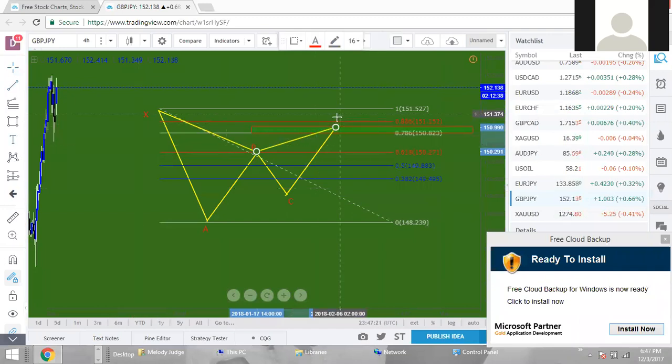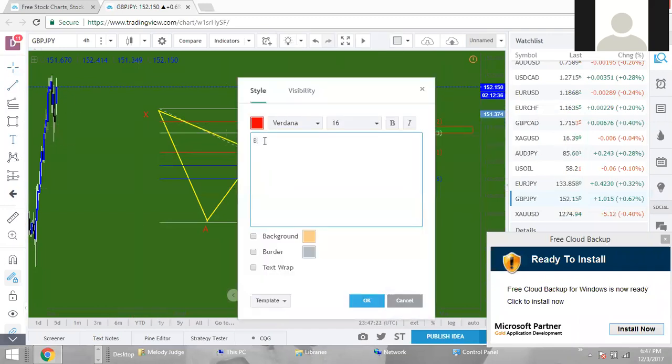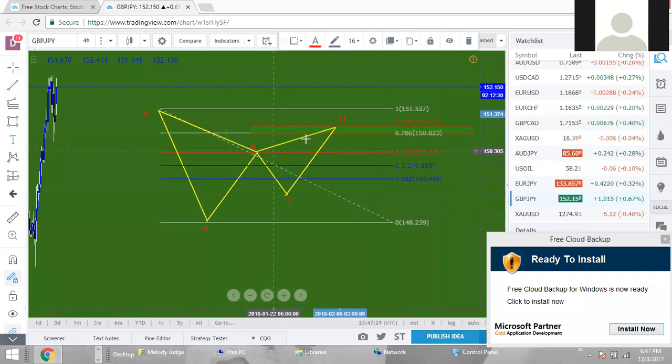So again, D has to complete not only at the 786, but at the 127 extension of A to B, which will make an equal measured move. Our AB would be equal to our CD move, and we have a nice little kill zone in between the 127 and the 786. We'd be looking to get short. It won't always be as pretty.